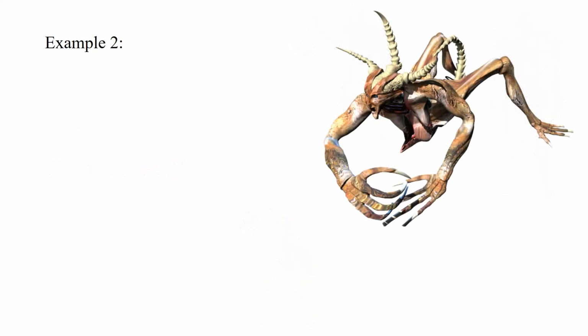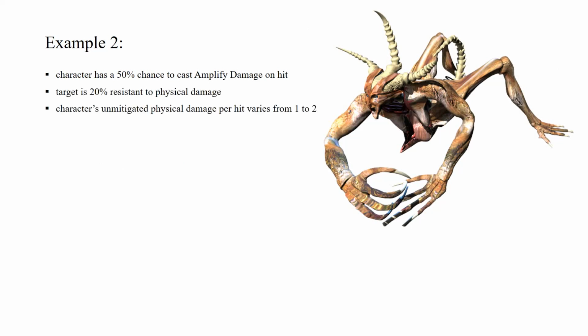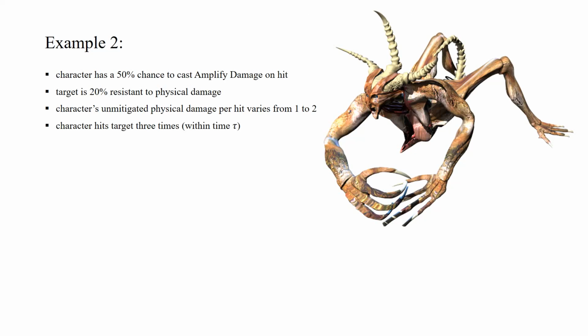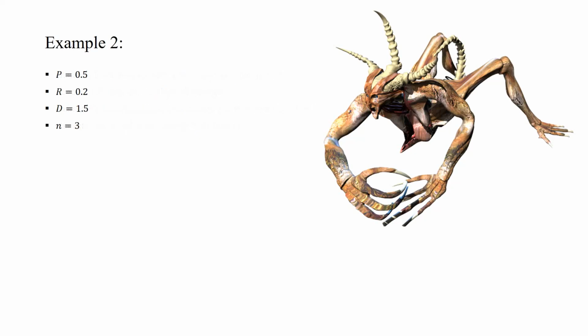All right, let's do a second example. We'll keep the variables the same as in the previous example, so a 50% chance for the character to cast Amplify damage on hit. The target will again be 20% resistant to physical damage, and we'll assume again that the character's unmitigated physical damage per hit varies from 1 to 2 inclusive. Let's just change this though. The target hits 3 times within time tau rather than 2 times. Okay, so those are our variables.